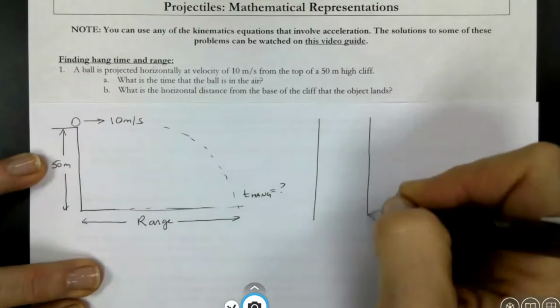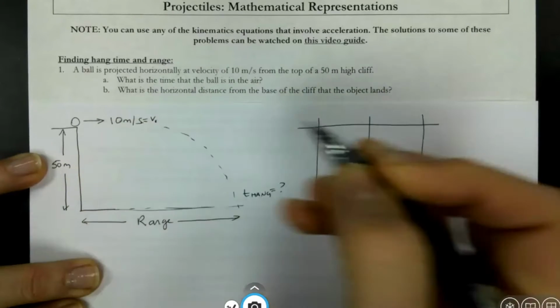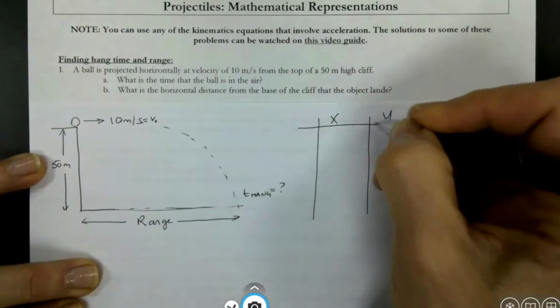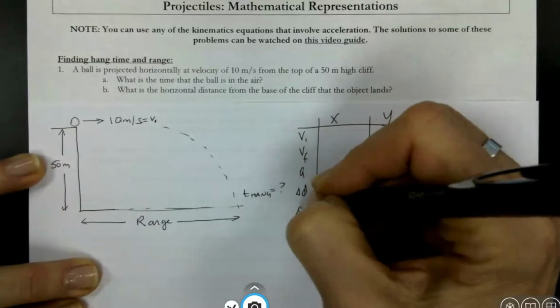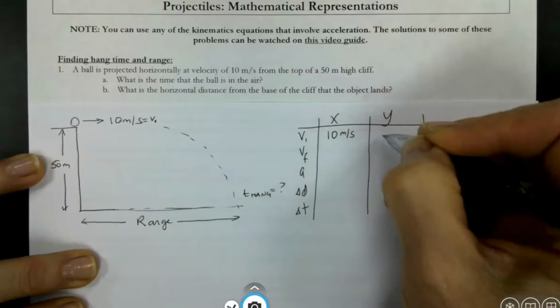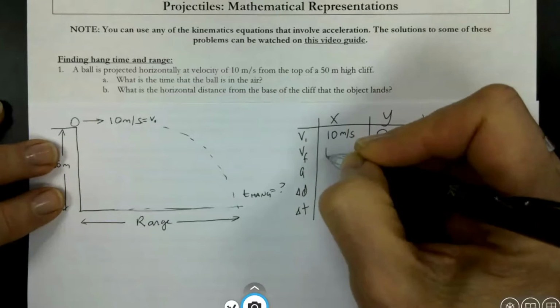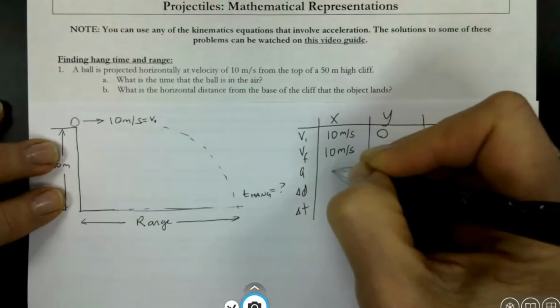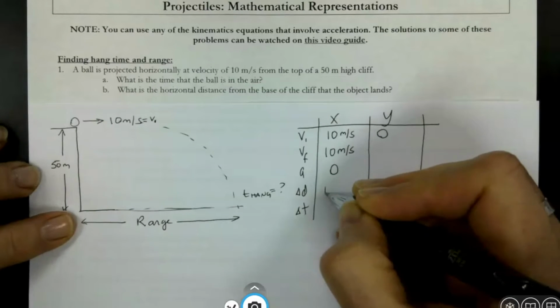I'm going to make my chart. So we've got the x component, the y component, v initial, v final, a, d, t. Initial velocity on the x is 10 meters per second. There is no y component. It's not moving up and down at all. This is constant speed, so that's 10. This is 0. The range is what we're trying to find.